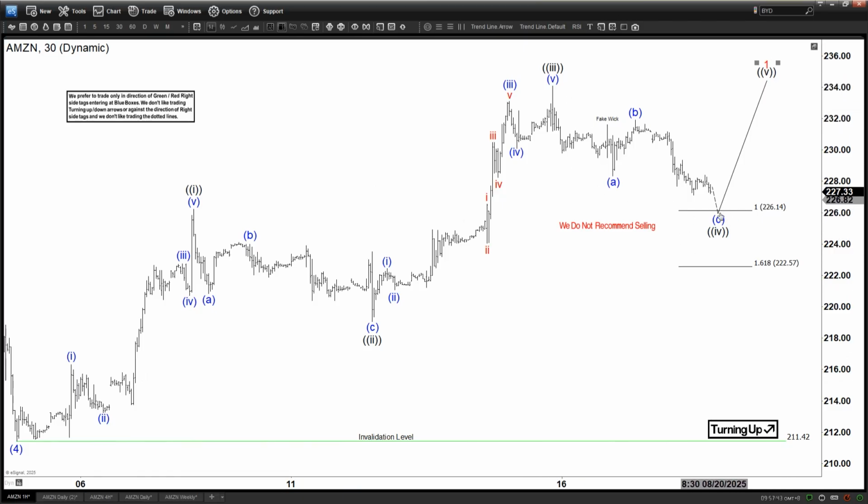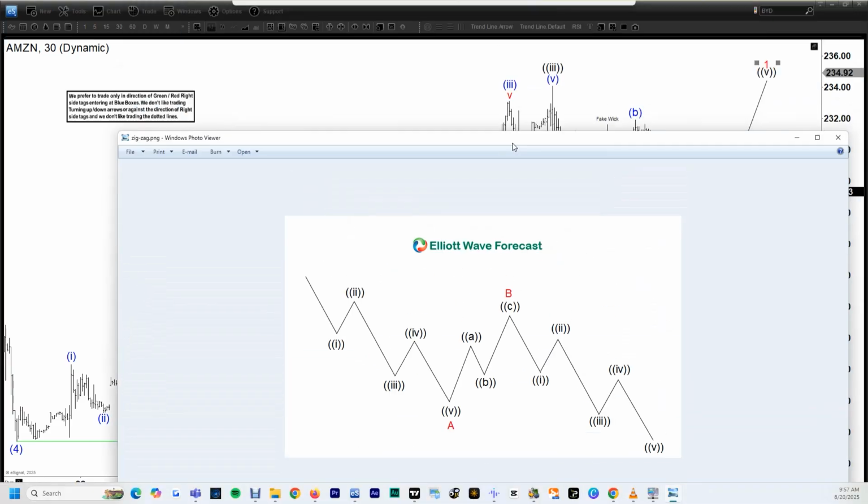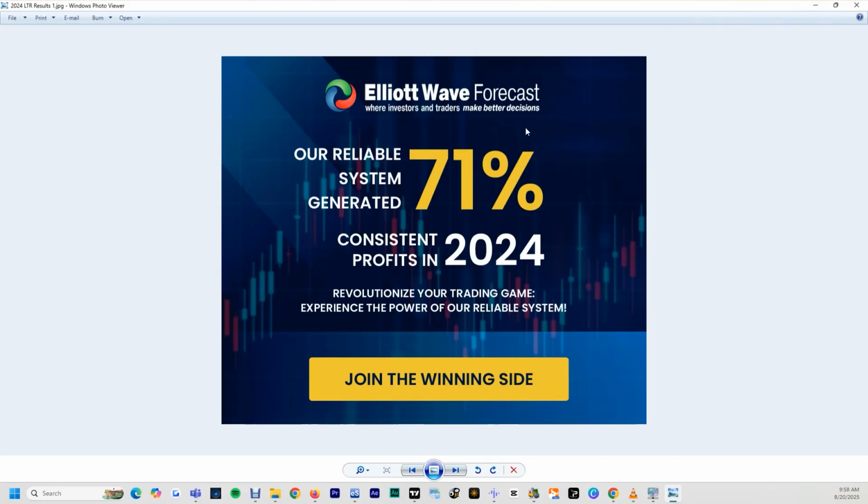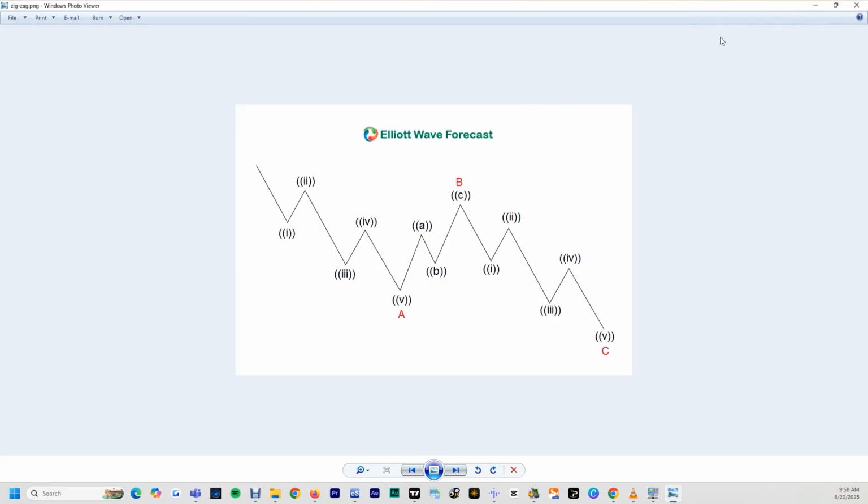So this pullback in the wave 4 is in the form of a zigzag. This is a fake wick, so you can count this as 1, 2, 3, 4, 5. Right, so here is the general structure of a zigzag. You got A, B, C, where C usually is only around 100% to 161.8% extension of the A. So the C typically will not extend too long, and the subdivision of the A is 5 waves. Subdivision of the C is also going to be 5 waves.